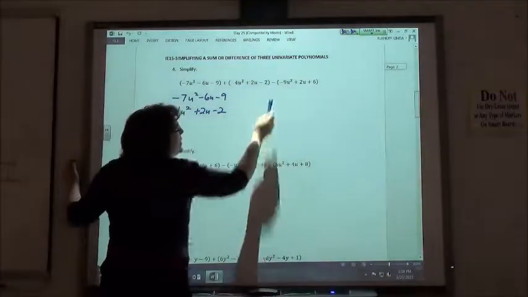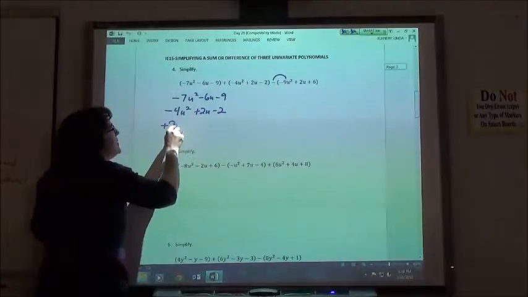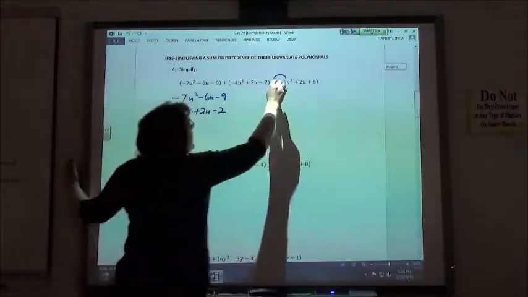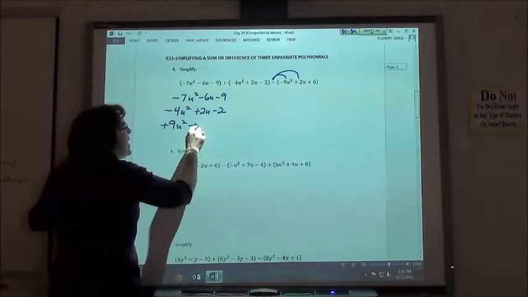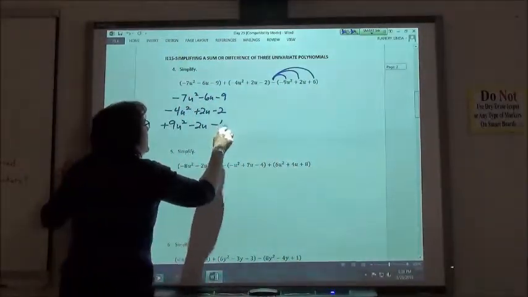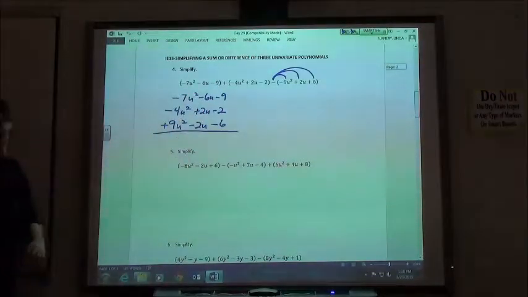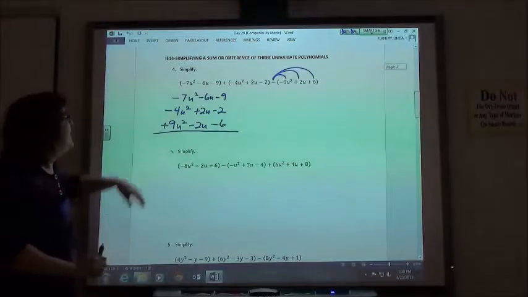This one has the minus, so I have to have the opposite. Negative and a negative makes that a positive 9u squared. Negative and a positive makes that a negative 2u. And then a negative and a positive makes that a minus 6. Now my like terms are all lined up nice and neat, so it's easier to find what we're doing.